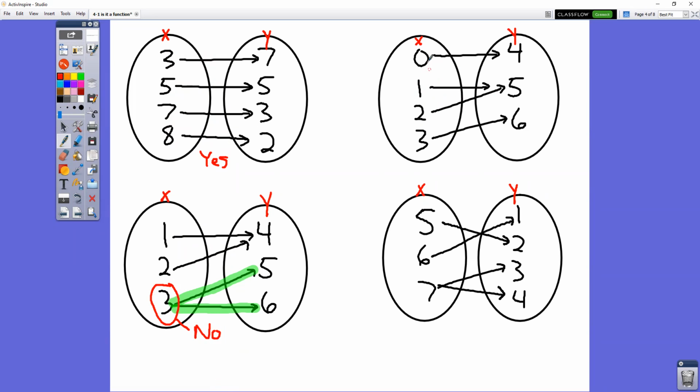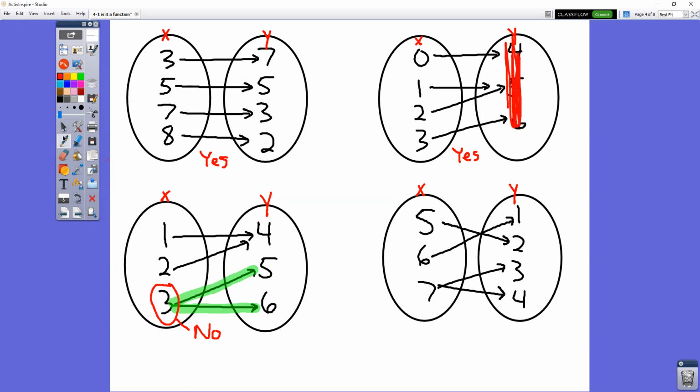Go back up here. I have one arrow coming out of the 0, one arrow coming out of the 1, one arrow coming out of the 2, one arrow coming out of the 3. I'm using each of these X values only one time. So this is a yes. However, now don't get confused on this one, by the way. Am I using this Y value twice? Yeah, but do I care about the Y values? No, I could care less about the Y values. All I care about are my X values.